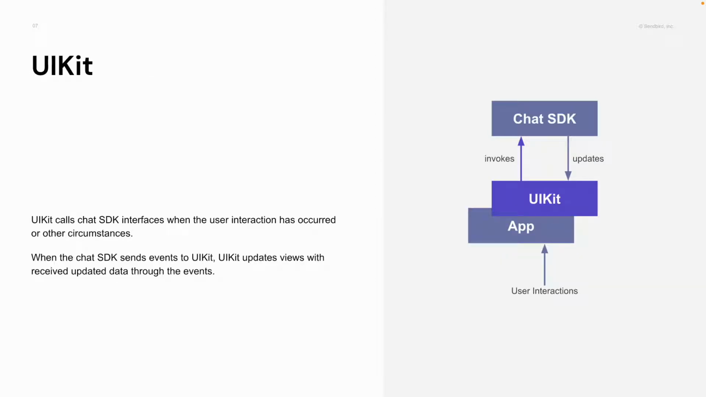UIKit calls Chat SDK interfaces when a user interaction has occurred or in other circumstances. When the Chat SDK sends events to UIKit, UIKit updates views with the updated data received through the event. Therefore, it's possible to utilize chat features even if you do not know the Chat SDK interfaces. I'm going to show you how easy it is to use UIKit.